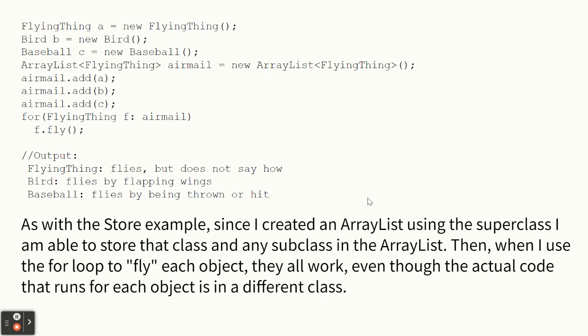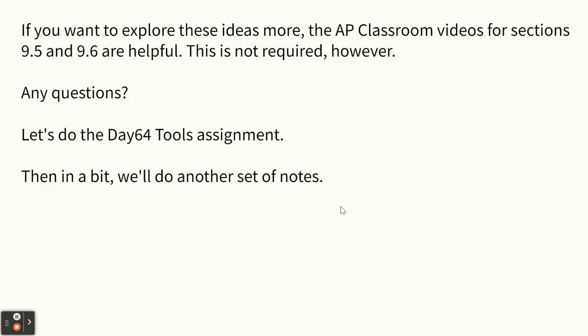As with that store example, I created here an ArrayList of FlyingThings, called it airmail. I added one of each type, and then I did an enhanced for loop where I got each thing out of it one at a time and said fly, and then this would be the output. So notice the code down here doesn't know who's a bird, who's a baseball, who's a FlyingThing, but it can make them all fly. This is what we talk about with Java polymorphism.